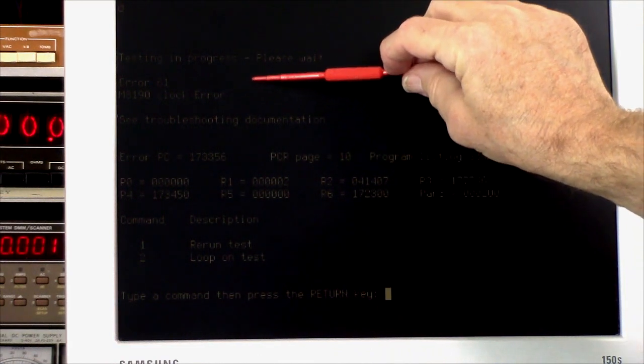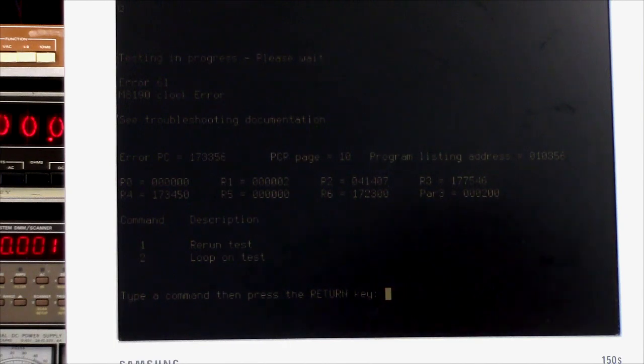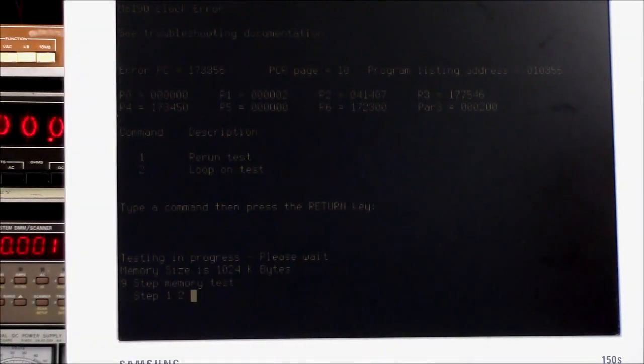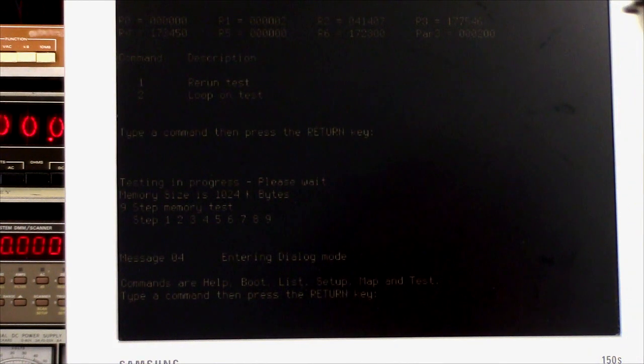So now when I reset, it comes up, runs its self-test, and it says clock error. Oh. Do I have the clock not on? Let's see. Reboot. Testing in progress. Okay, there we go. Message 4, entering dialogue mode. Look at that.